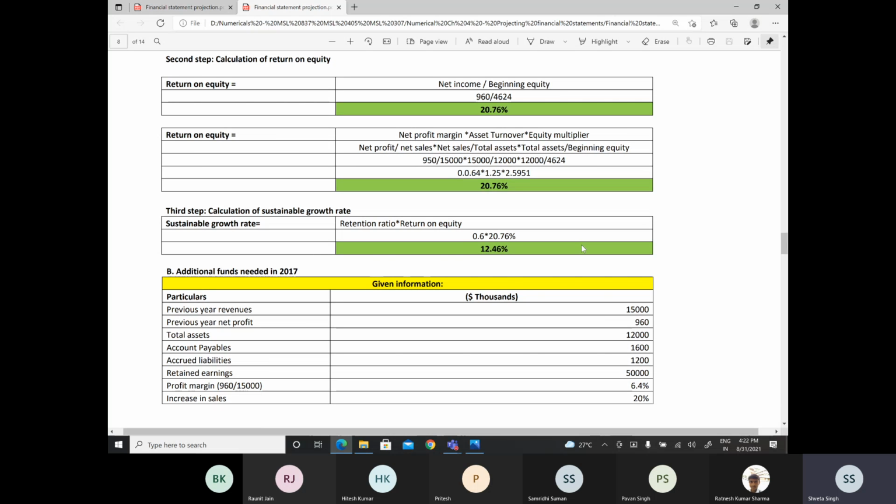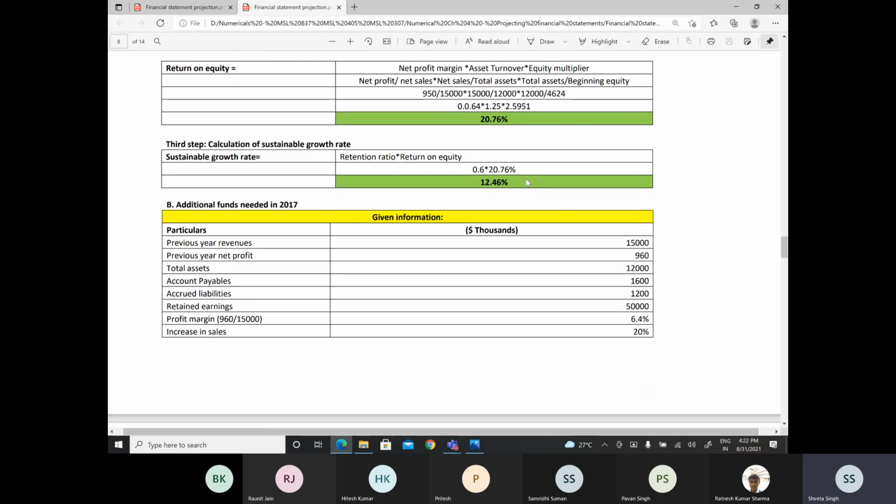Okay. So the third step is the calculation of the sustainable growth rate, which is nothing but retention ratio into return on equity. So that is 0.6 into 20.76. That is 12.46. Okay. So this is how you calculate the sustainable growth rate. Now the second part of the question was to calculate the additional funds needed in 2017.